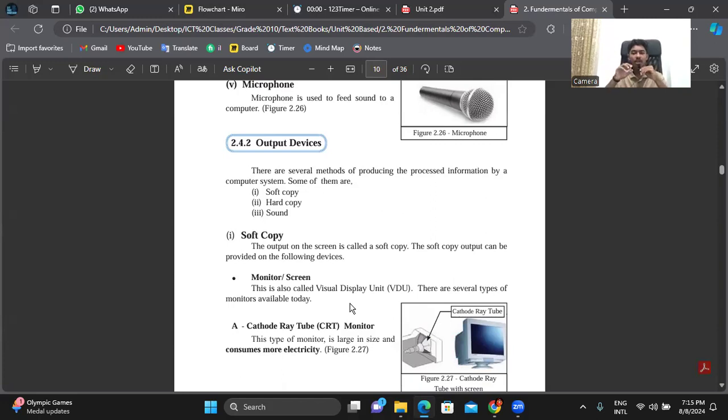You might already have heard the words soft copy, hard copy, and sound. If you haven't, I'll tell you. Soft copy means intangible. They are definitely not going to ask you what soft copies, hard copies, or sounds are. You just need to have an idea about what the three types of output devices are.